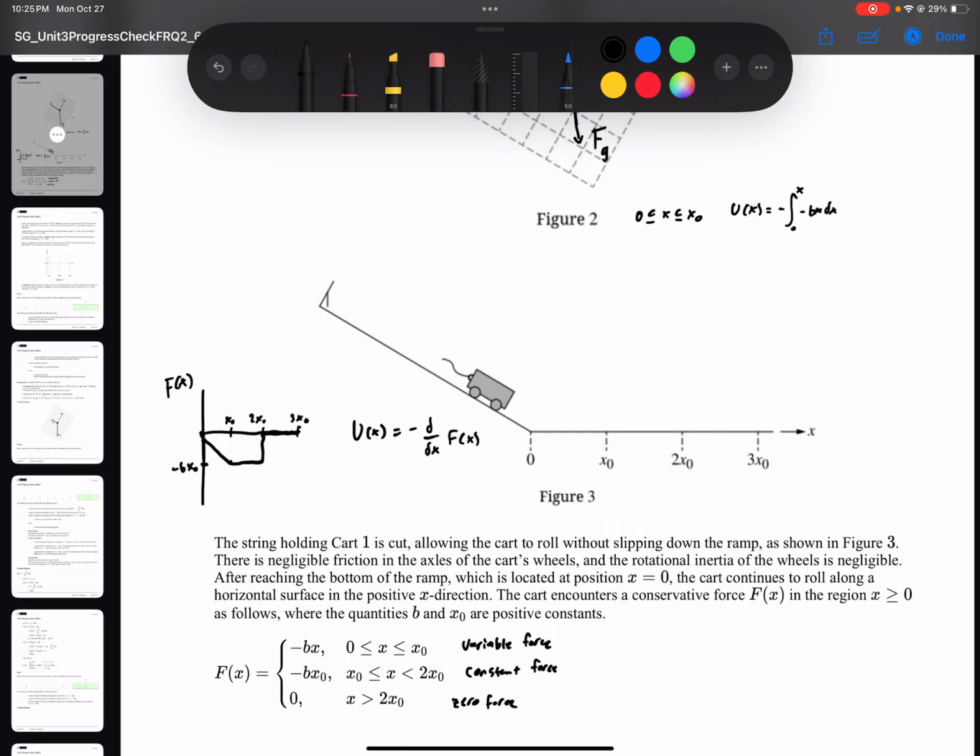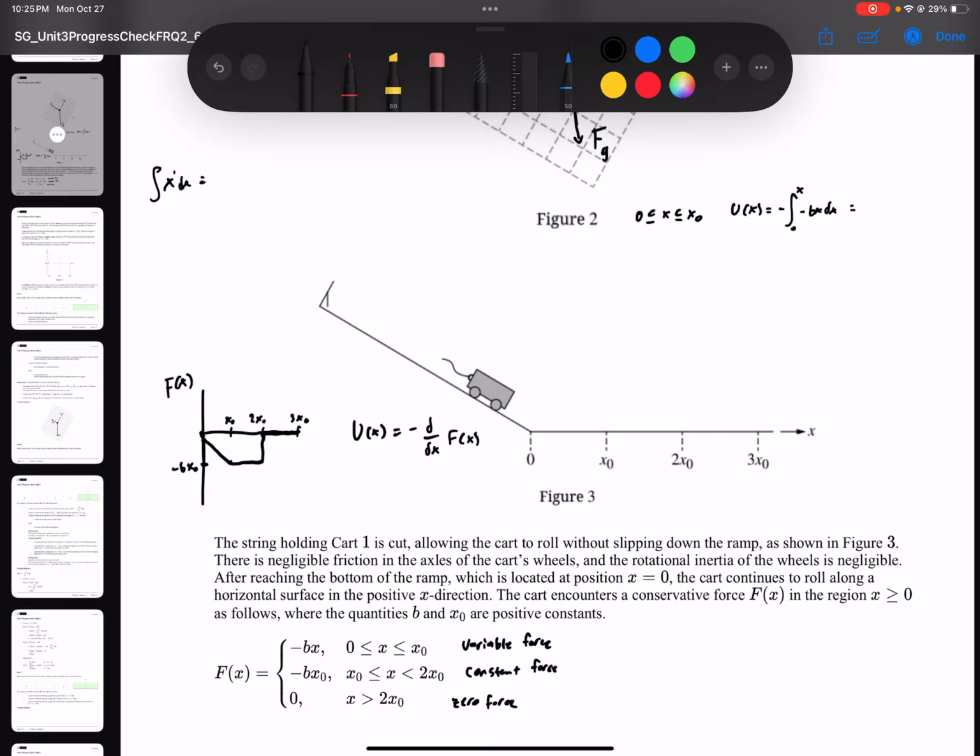So we're going to have 3 different functions, because I have 3 different functions for my conservative force. I'm going to have 3 different functions for my potential energy, and they're all going to be connected. So first, let's integrate this. I have the integral of negative bx dx. This is going to give me negative bx squared over 2. As a reminder, with the power rule, say you're integrating x, so x dx.